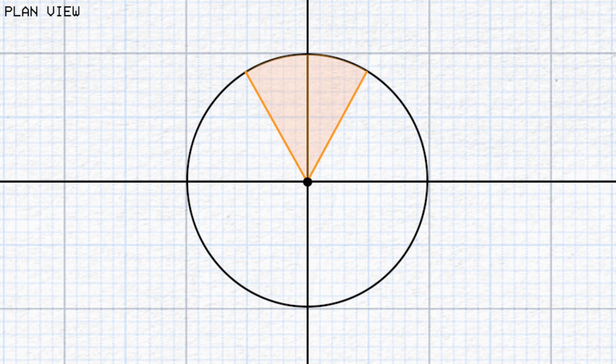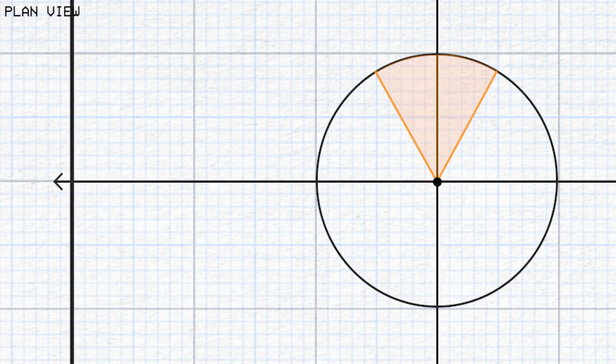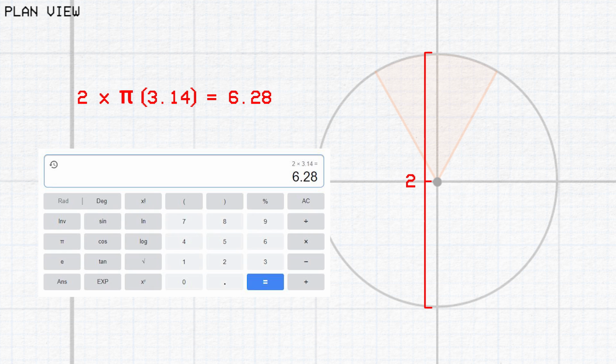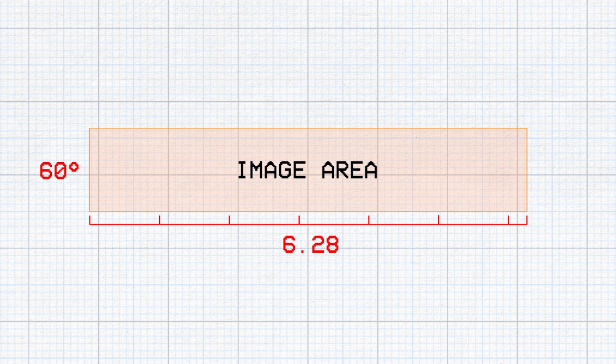Let's measure the distance from the station point, our camera, to the picture plane, the radius. The picture plane is 1 unit away from the station point, which means the diameter of this circle is 2 units. Again, I've drawn this onto a grid which sets the size for 1 unit. Now let's multiply 2 by pi, pi being 3.14, which gives us a circumference of 6.28 units. So that is the length of our picture plane and image area.